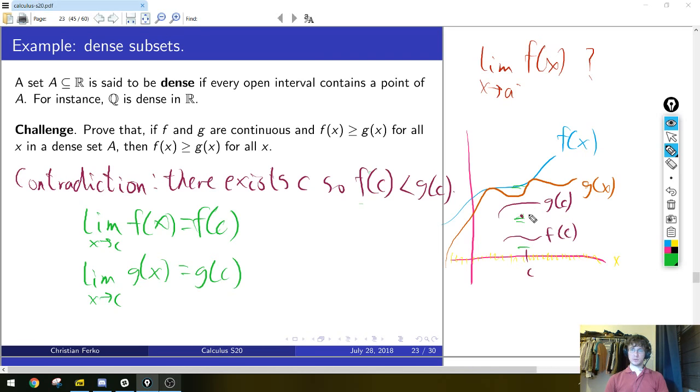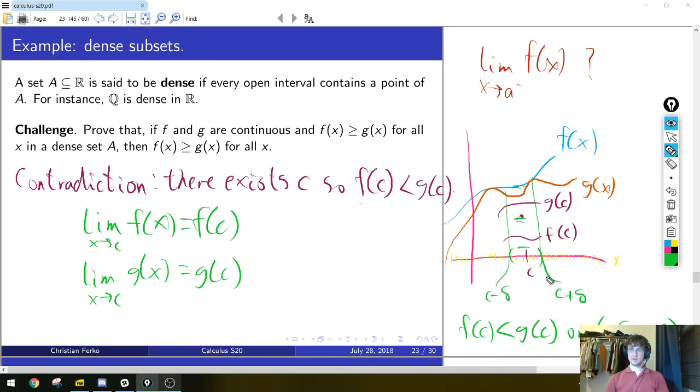So if we pick that single epsilon and get the deltas, take the minimum of those deltas, then this interval using delta being the minimum of those two will be c minus delta and c plus delta. If we do that, then we know, just by the triangle inequality, that f of c is less than g of c on the interval c minus delta, c plus delta.